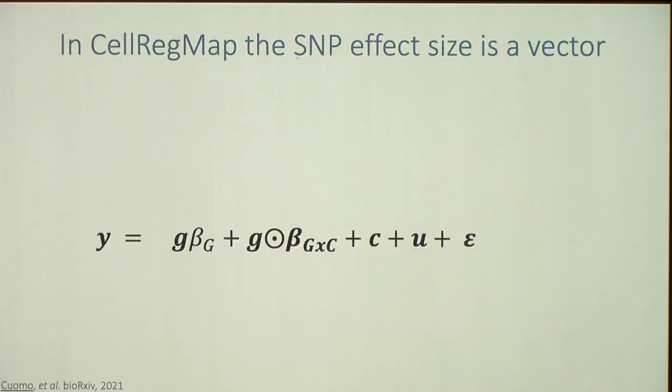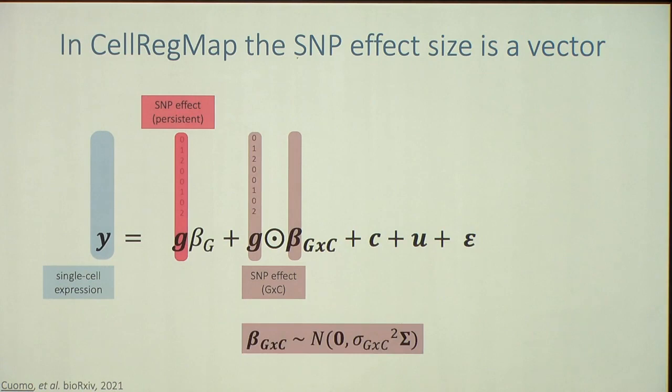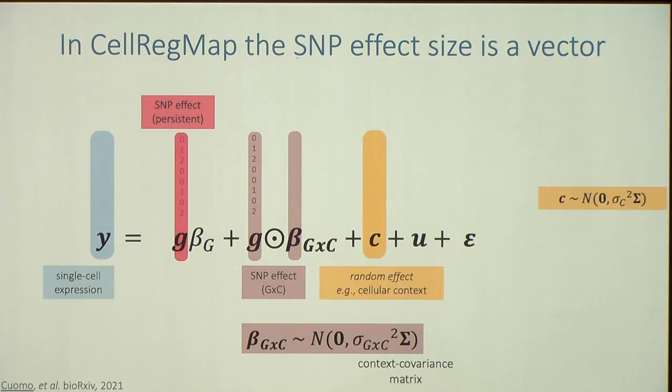So we model the single cell expression of a given gene as a function of a SNP effect. We do allow the SNP to have a persistent effect shared across all cells. But in addition to that, we also have an additional SNP effect that is the G/C component that is really driven by all of these contexts. And we model these using a context-covariance matrix, for which I give an intuition in the next slide. Additionally, we allow cell context to have an effect directly on expression, and that's what was in the top right corner, if you remember the previous slide.